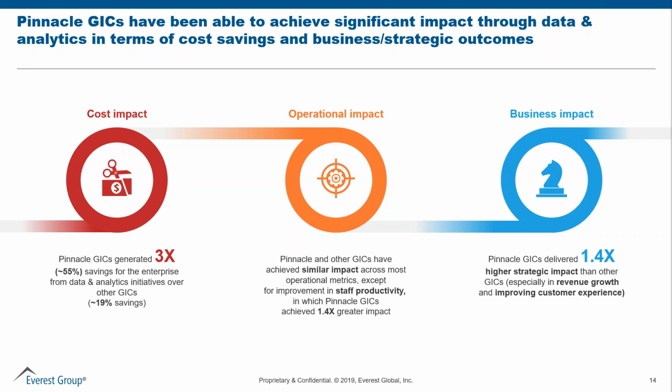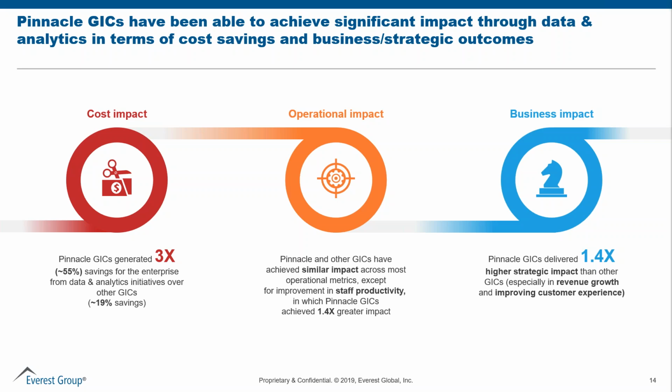So first of all, to talk about the three different types of impact, Pinnacle GCCs or GICs have been able to achieve significant impact across all three types of impact. So it's not just business impact, but even in cost impact, operational, and business. So on cost, Pinnacle GICs have generated 3 times the savings from data and analytics compared to other GICs. Just to be clear, in our assessment, this doesn't include savings from arbitrage.